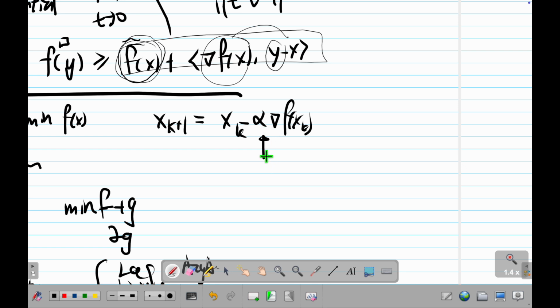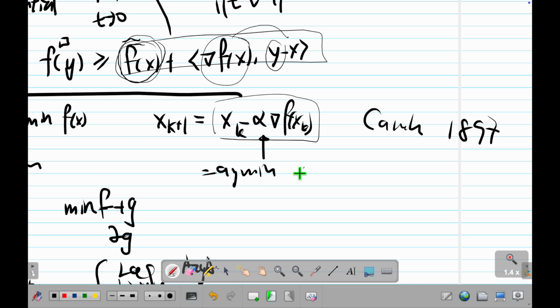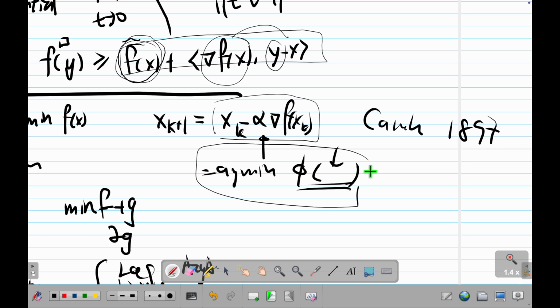And then where does this thing come from? This thing comes from Cauchy, I think. But the problem is, is this the end of the story? No, actually this thing is the arg min of something else. By seeing this as the arg min of something, you can actually tell what gradient descent is doing. Gradient descent is actually doing majorization-minimization.